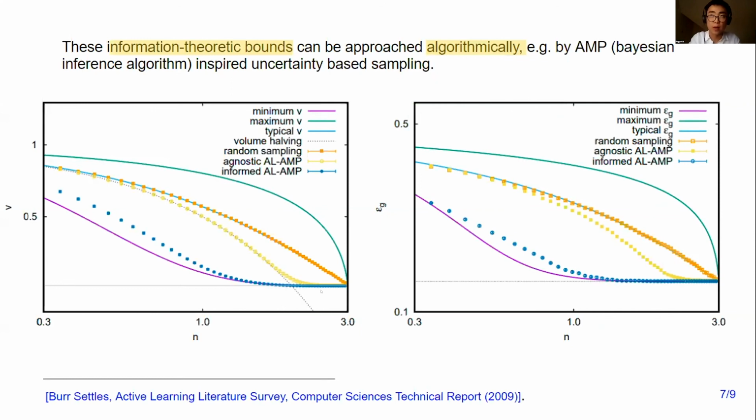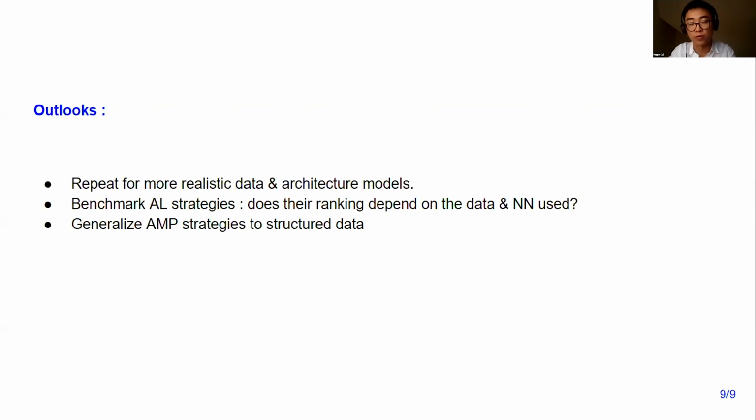So yes, as I said in the outlook, one of the challenges is to generalize the AMP we used to actually derive the optimal point into an active learning strategy that will actually tell you which data point you have to select, but that we haven't done already. It's left for future work.